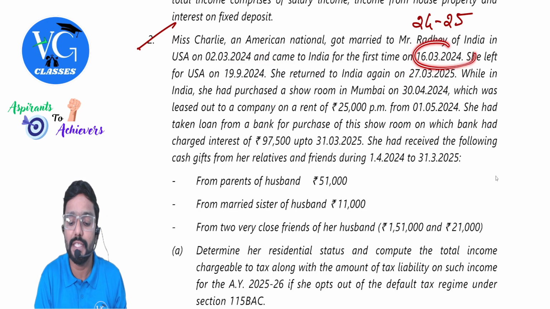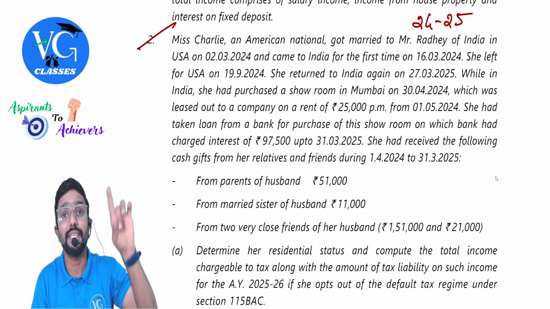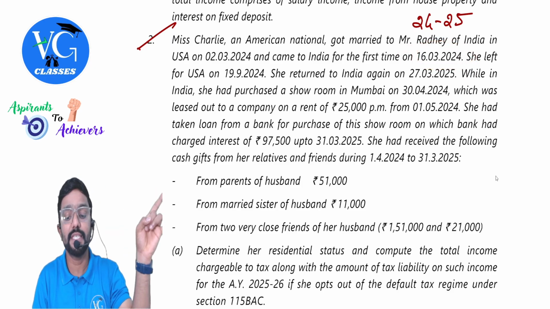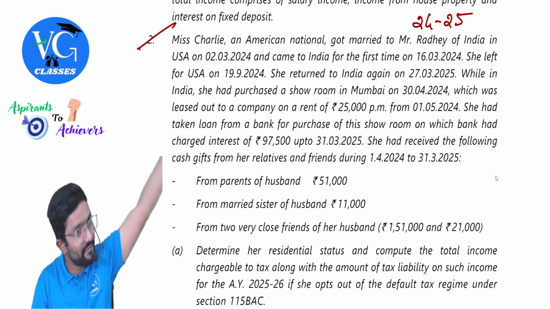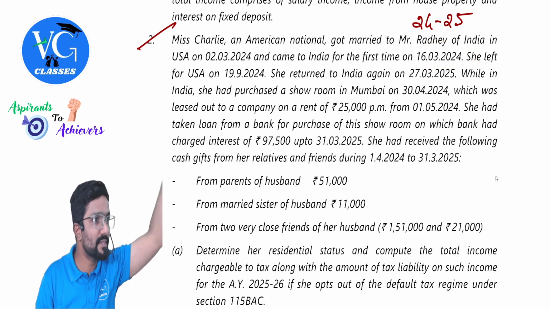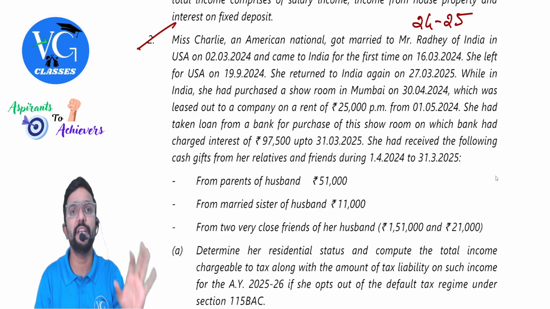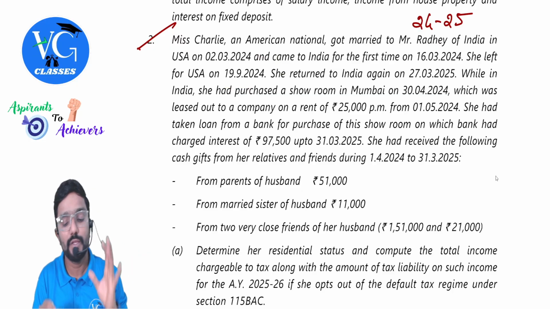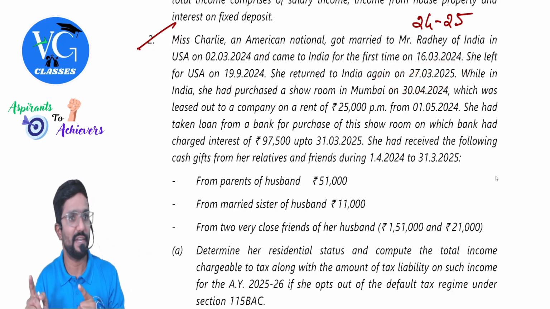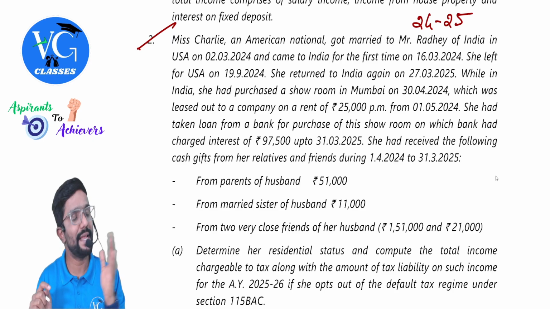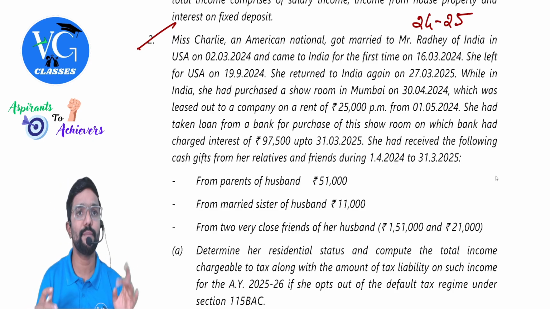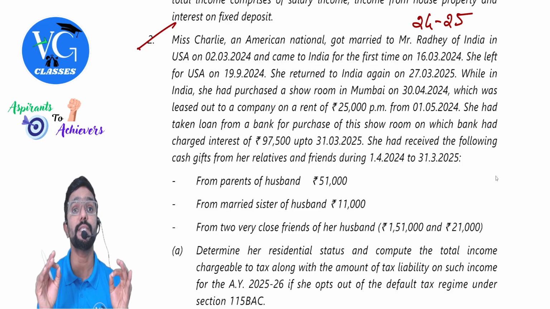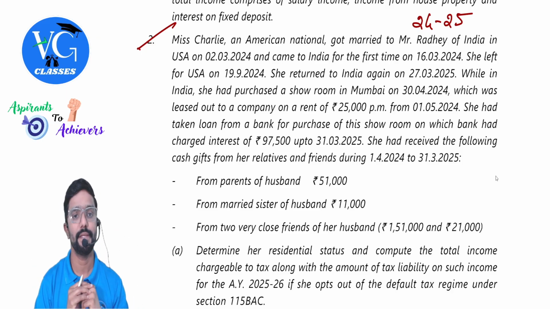Sir, she came on 16th March only, sir. That is for last year. From 16th March to 31st March, it will be counted for the last financial year. Whereas for our financial year or previous year, we need to count from 1st April to 19th September plus 27th March to 31st March. And please be careful, the date of arrival and date of departure, both are considered to be in India. Yes, sir.